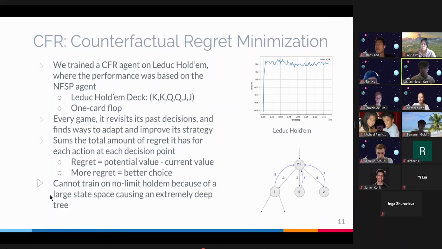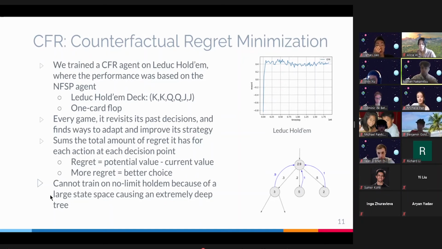And then I'm going to talk about the CFR agent we trained, which once again stands for counterfactual regret minimization. We trained this model on Leduc Hold'em, and the performance was based off the NFSP random agent in the past slide. For those of you that don't know, Leduc Hold'em is a 2-player poker game whose deck contains 6 cards, 2 jacks, 2 queens, and 2 kings, instead of the standard 52 card deck. And in Leduc Hold'em, as opposed to normal Texas Hold'em, the flop is only 1 card, as opposed to the 5 in the actual game.